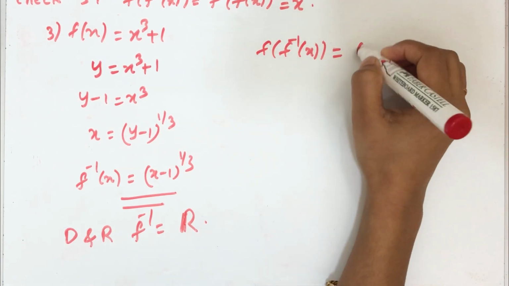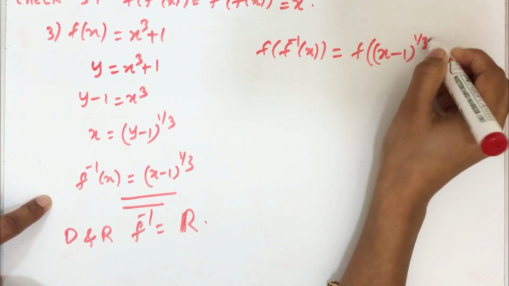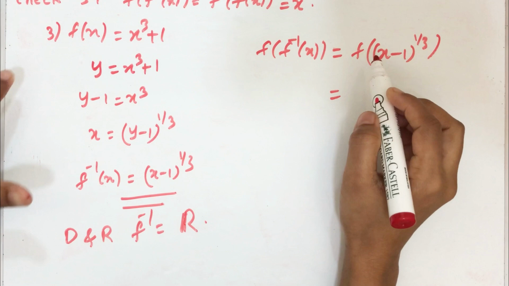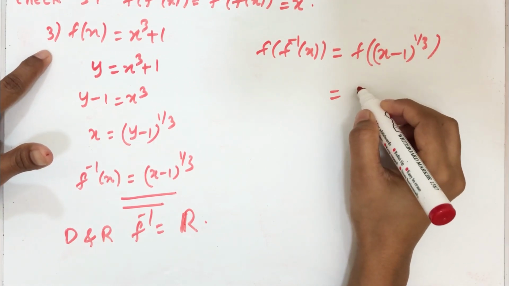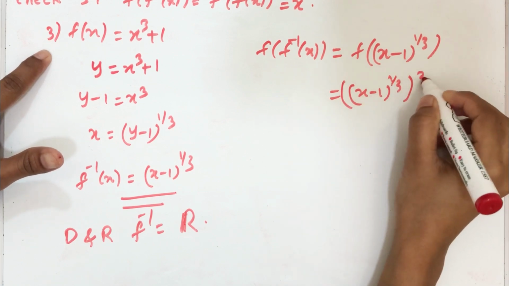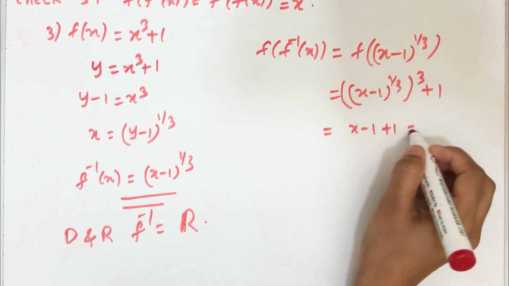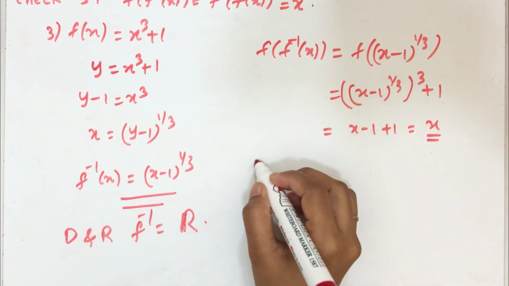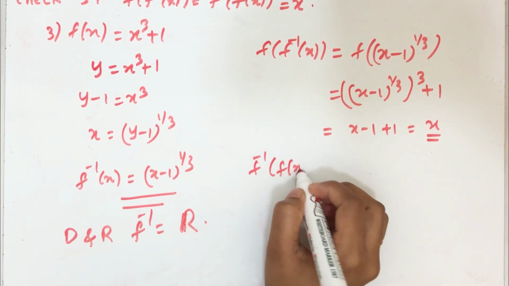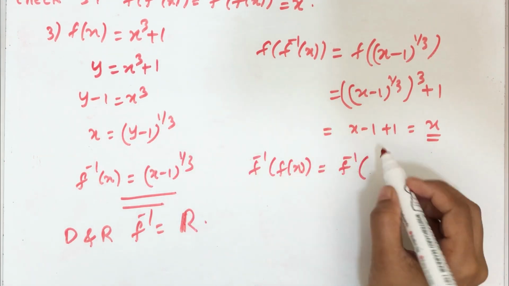f of f inverse of x is f of (x minus 1 the whole raised to 1 by 3), where f of x is x cube plus 1. So (x minus 1 the whole raised to 1 by 3) cube plus 1, which is equal to x minus 1 plus 1, which is equal to x. Like that, f inverse of f of x is f inverse of x cube plus 1.